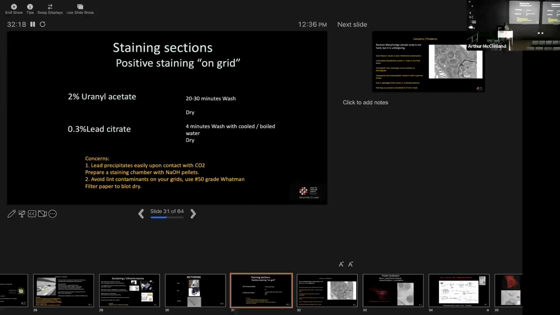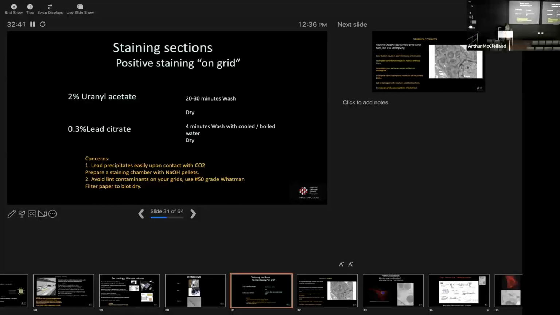Anything during the sectioning and staining process is where you're going to run into contamination of your sample. And it's always going to land on your section. It's never going to land anywhere else. And if it's all over your section, if you've got lead precipitate, it can't be used. You're back starting over. Hopefully you've got enough material to just resection.